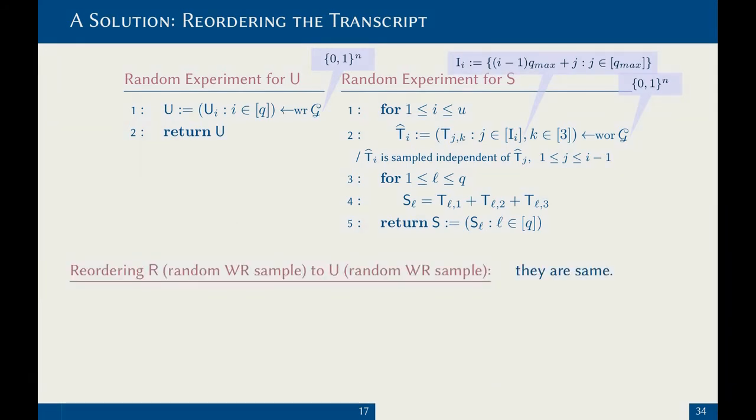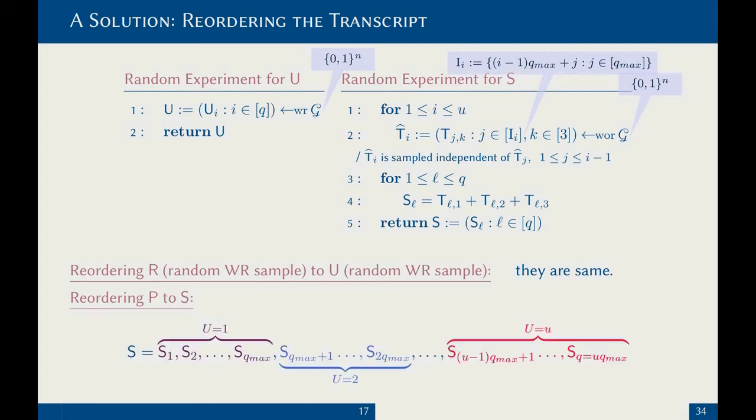Now, it is not difficult to see that the transcripts R and U are the same. Both are Q tuples sampled with replacement from the set {0,1}^n. What we have achieved by reordering P to S is that we have created a transcript where the replies from the same user are grouped together. So, the first q max replies belong to user 1. The second q max replies belong to user 2, and in this manner the entire transcript is built.